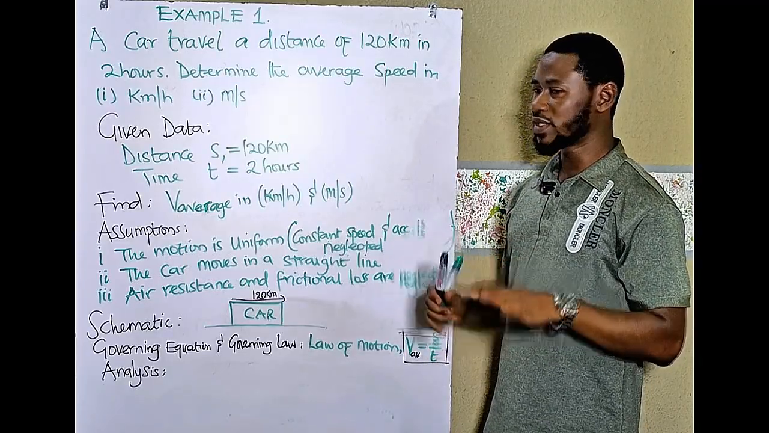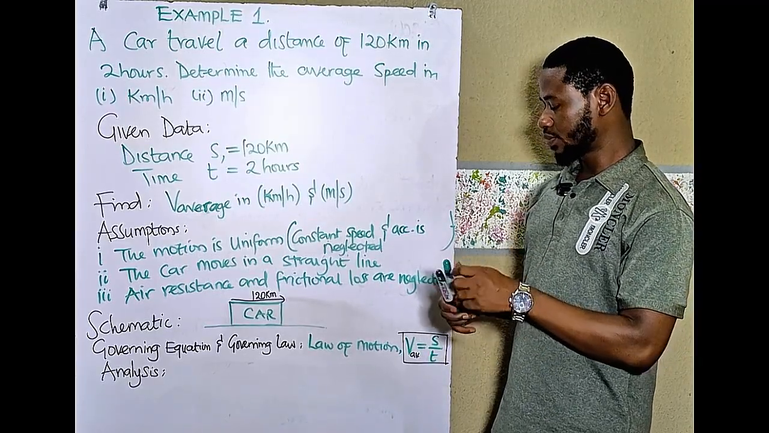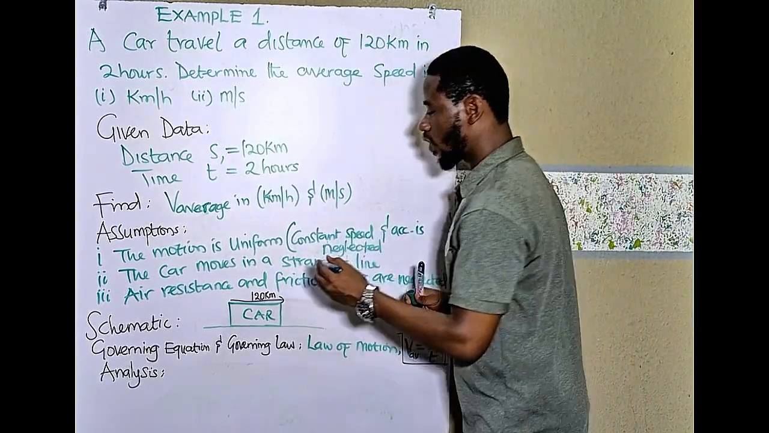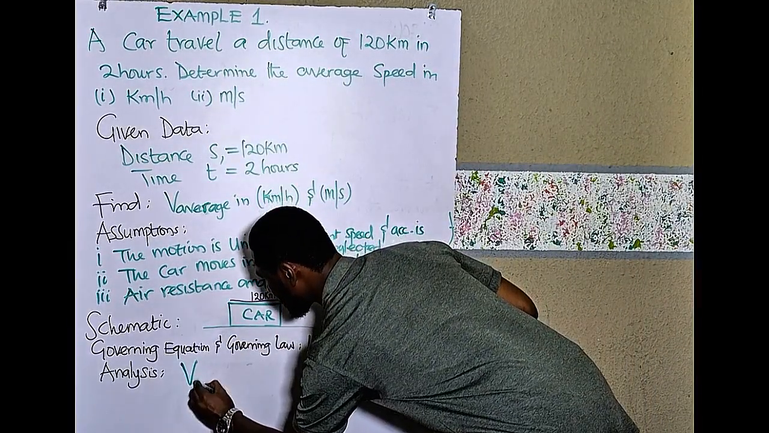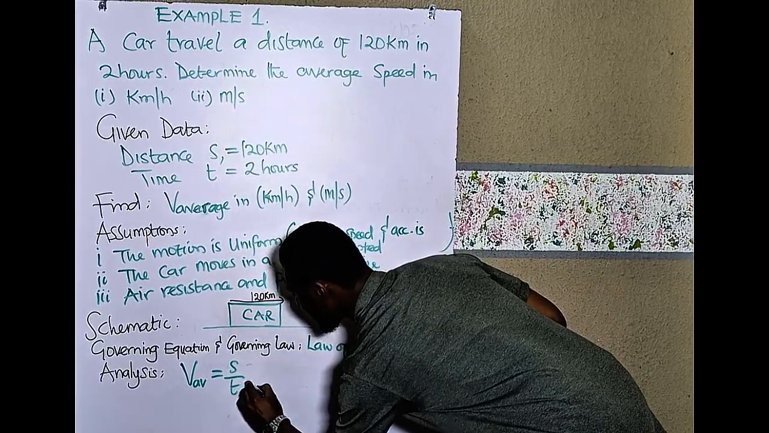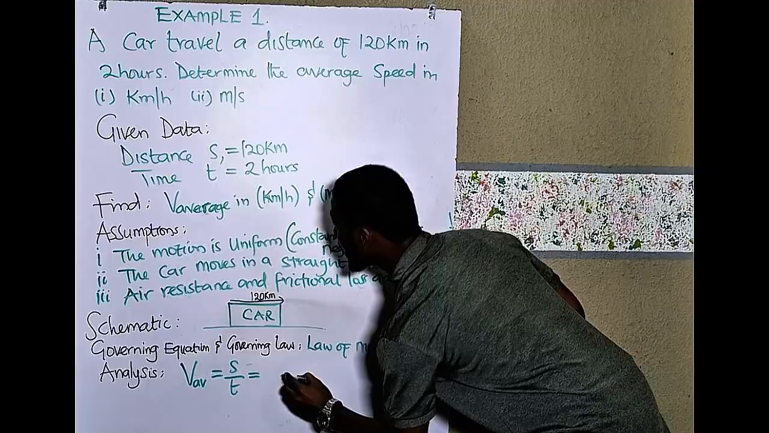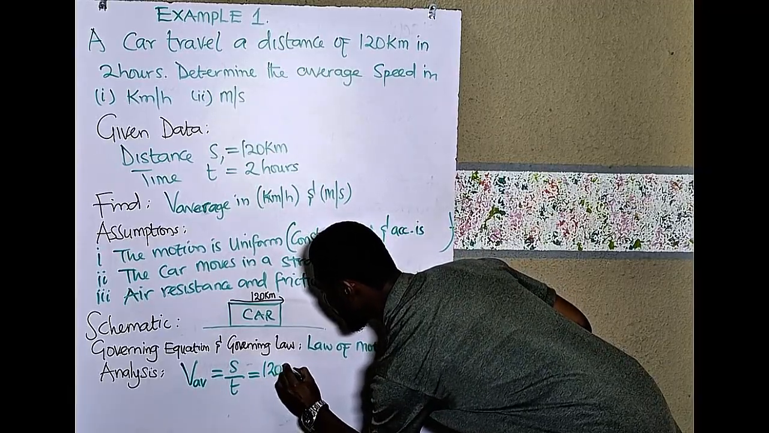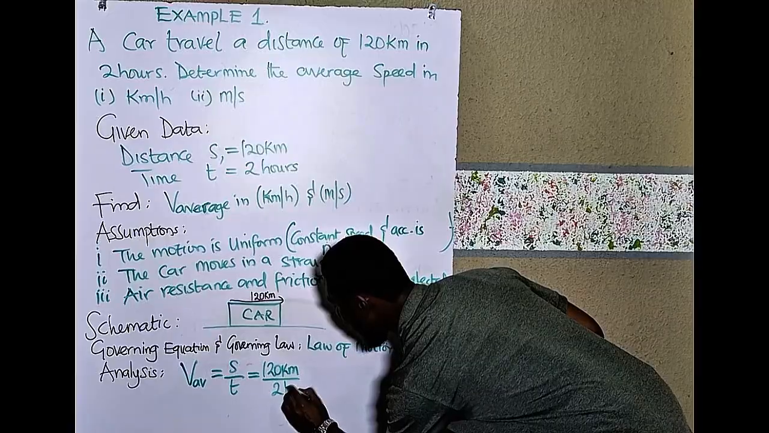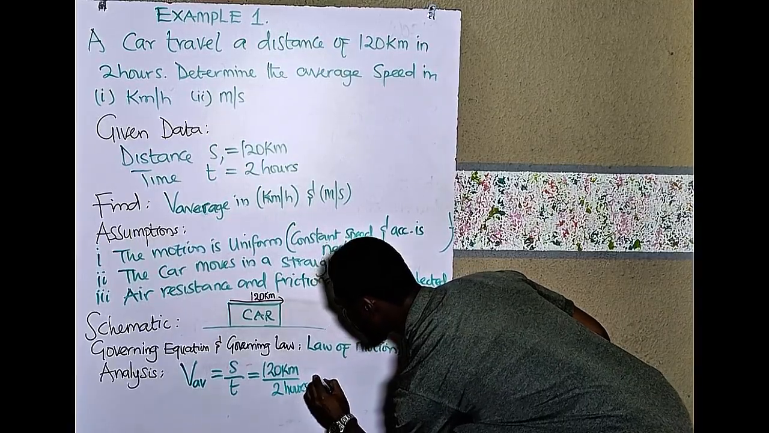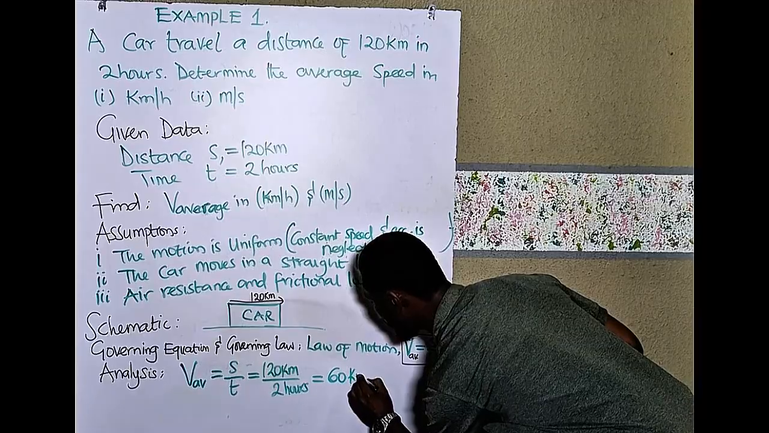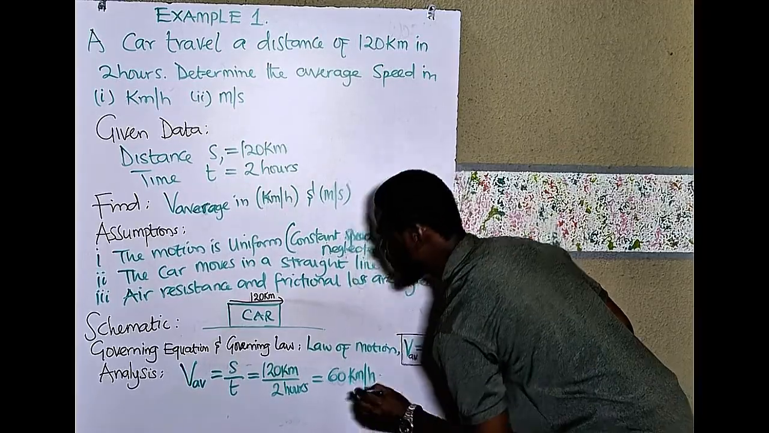Analysis. Now we want to break down the problem by solving. We are asked to solve it in two different forms. Number 1, the average speed is defined as distance S over time, and distance S is given as 120 kilometer, and the time T is given as 2 hours. So when we calculate this, we have it as 60 kilometer per hour.